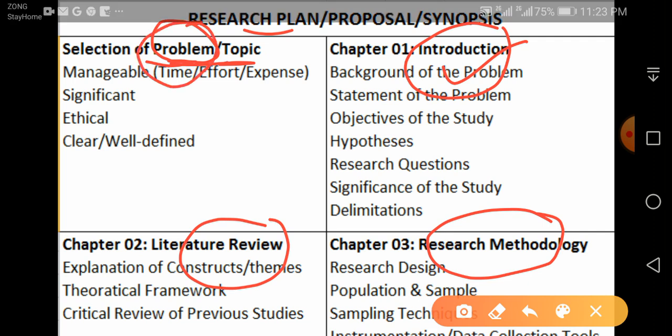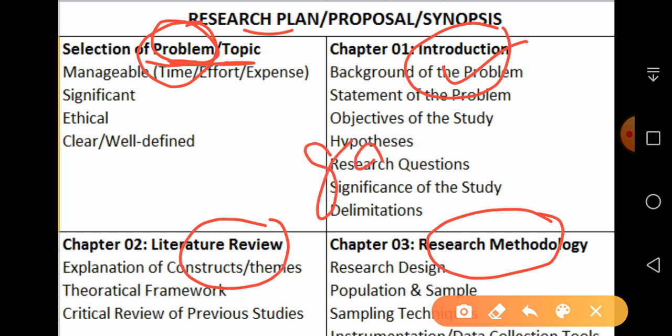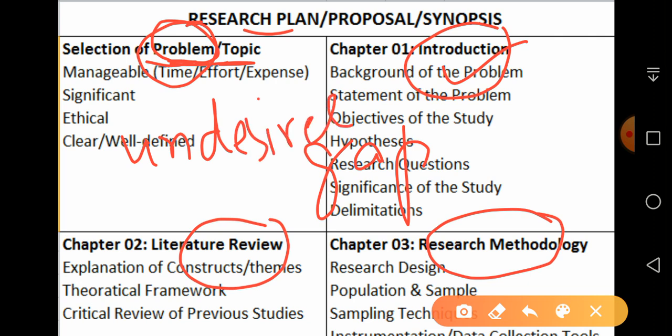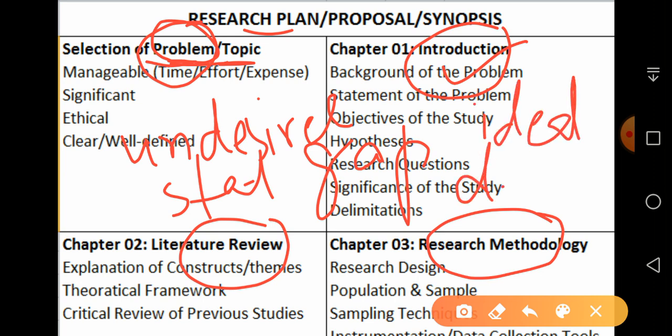So the first thing in a research plan is the problem or topic. Problem is a technical term. I'll explain it in detail, but practically, what is a problem? It's a gap between the current undesired state, we don't desire it, and the ideal and desired state.